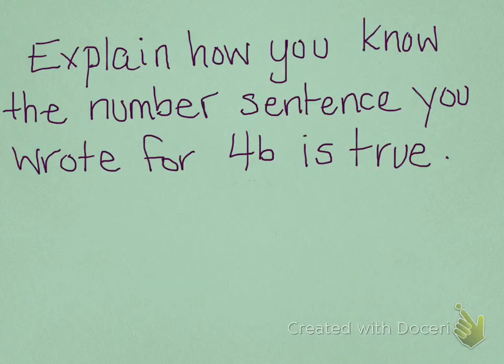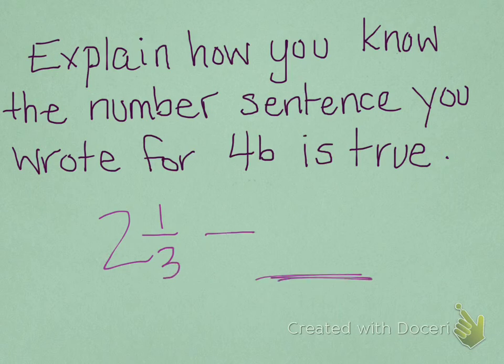Number 5 says explain how you know the number sentence you wrote for 4B is true. So if you start with 2 and 1/3 and you have to subtract something to still be greater than 2, it all means you need to have a fraction that's less than 1/3. Most fractions are less than 1/3 if they get higher. 1/4 is less than 1/3, 1/5, 1/6, 1/7, 1/8, 1/9, 1/10, and so on. So as long as you explain that you know 1/10 is less than 1/3, therefore it's still more than 2, that would be fine.